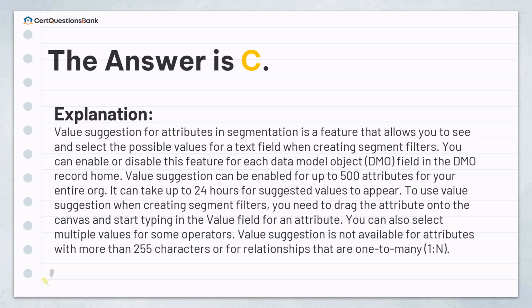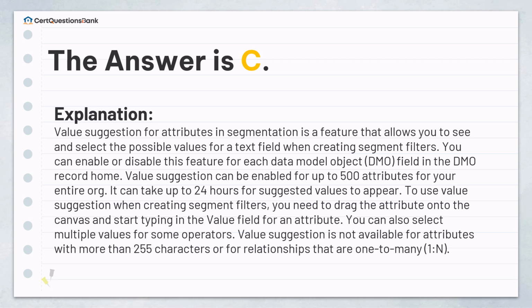Value suggestion for attributes in segmentation is a feature that allows you to see and select the possible values for a text field when creating segment filters. You can enable or disable this feature for each data model object, DMO, field in the DMO record home. Value suggestion can be enabled for up to 500 attributes for your entire org. It can take up to 24 hours for suggested values to appear.